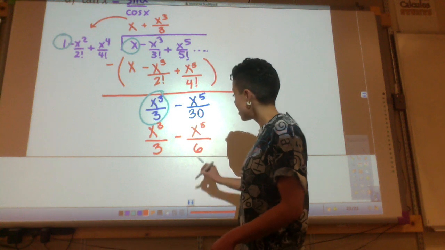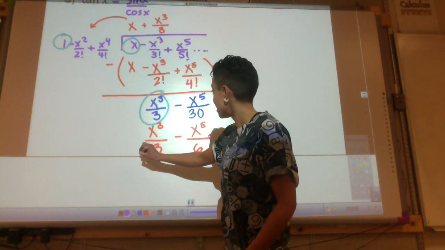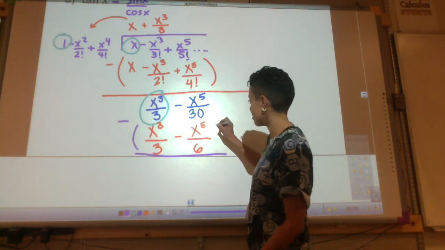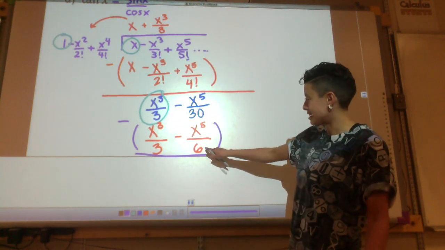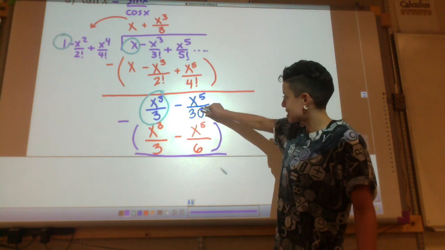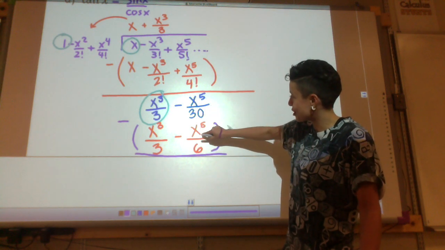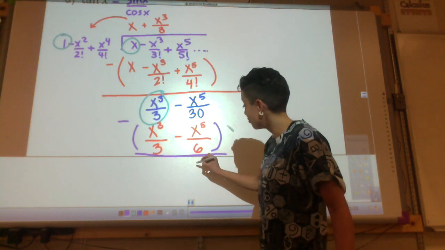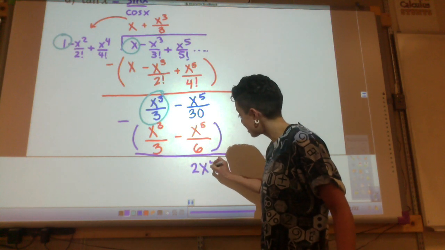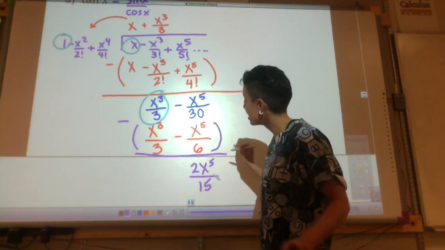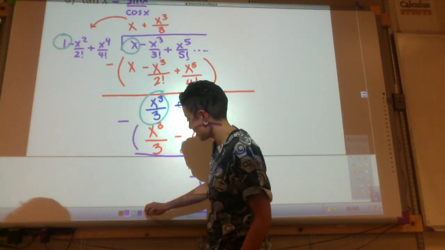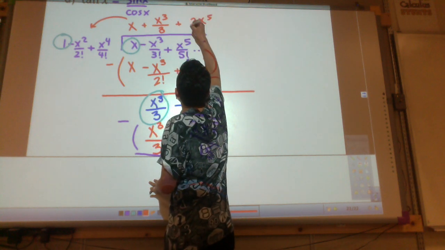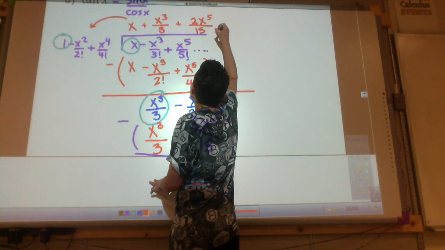Over 6. And guys, this is going to be my last step right here because I'm about to get my third term. These cancel. I need to subtract, so treat this as addition. This one's bigger, so my answer is going to be positive. So I've got a 6 and a 30th. My common denominator is 30, 5 minus 1 is 4. So I've got 4 30ths or 2 15ths. 2 x to the 5th over 15 divided by 1 is 2 x to the 5th divided by 15. And those are my first 3 terms.